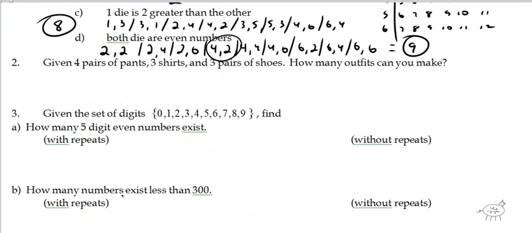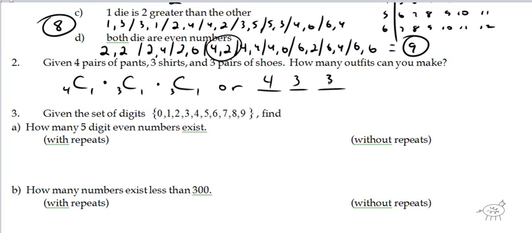Number 2, given 4 pair of pants, 3 shirts, 3 pair of shoes, identify how many outfits you can make. It's really easy. I can either do combinations or I can do slot method, right? I can do combinations because I say 4 pair of pants, I'm picking 1, and, so it's multiplication, 3 shirts, I'm picking 1, and 3 pair of shoes, I'm picking 1. Or I can do the slot method, right? I can say, oh, well, there's 4 possibilities, 3 possibilities, and 3 possibilities. So either way I do it, I get the same answer, and I get 36.